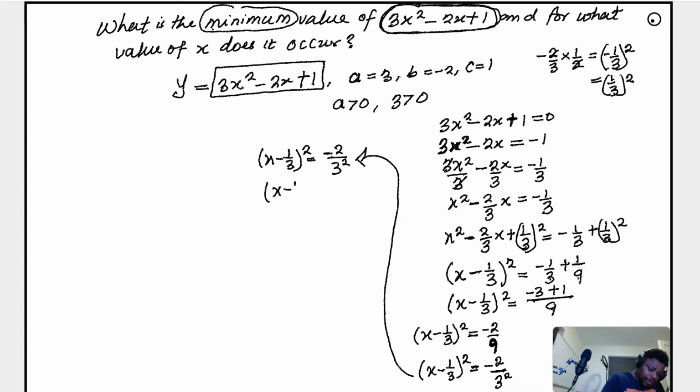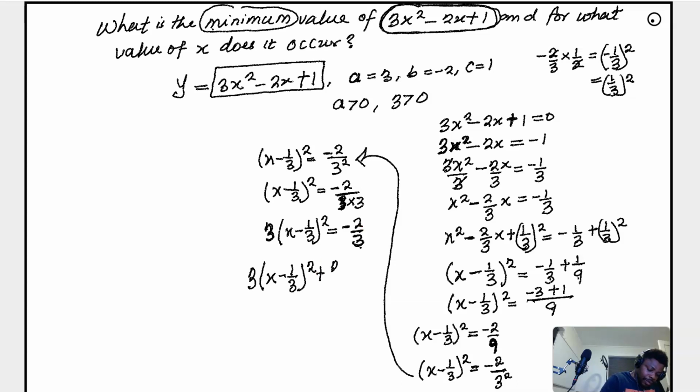So that is x minus 1 over 3 squared is equal to minus 2. Remember, 3 squared is 3 times 3. Okay, so I would take one of the 3 here. So that is 3 bracket x minus 1 over 3 squared is equal to minus 2 over 3. You get that now? You know, this is 3 times 3. So one of the 3 is here now, and one of the 3 is there. So this is 3 bracket x minus 1 over 3 squared. Now let's bring this to the other side. That is plus 2 over 3 is equal to 0.